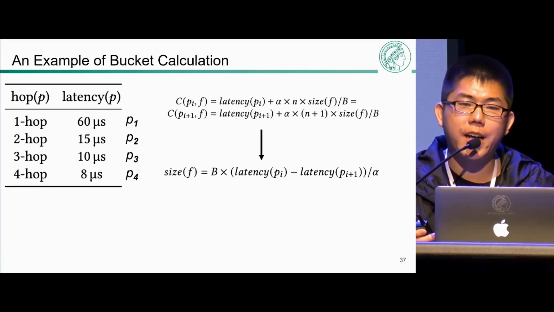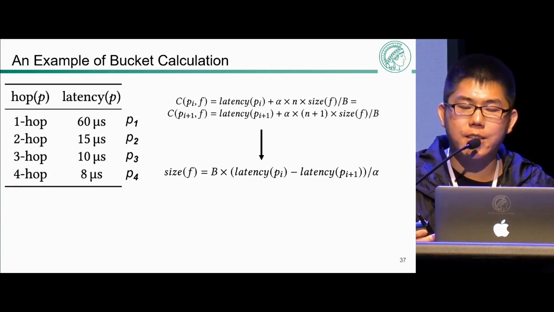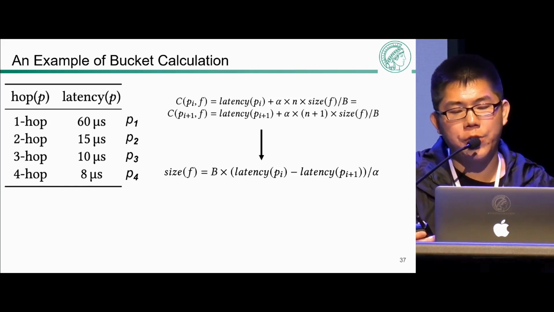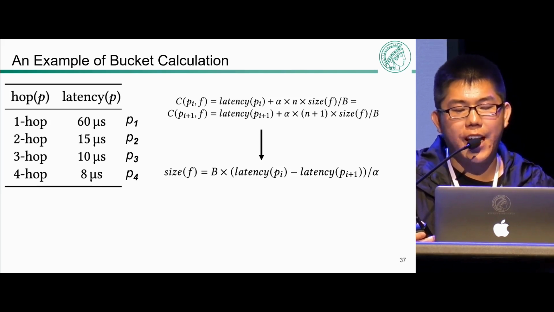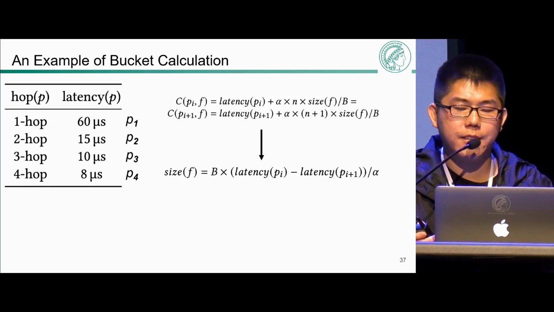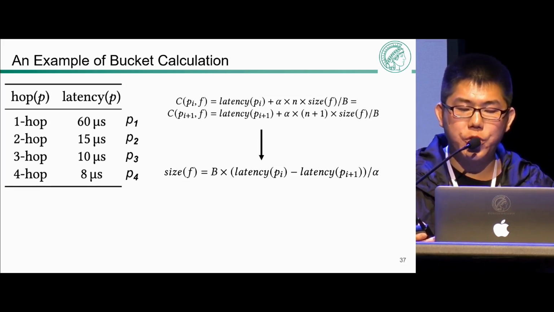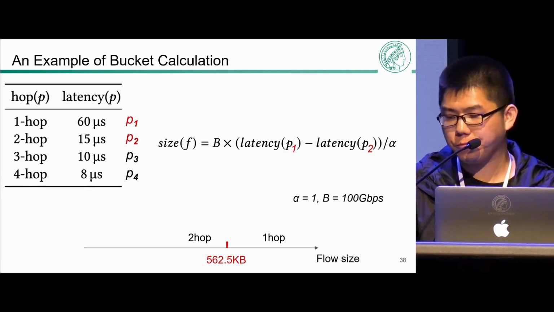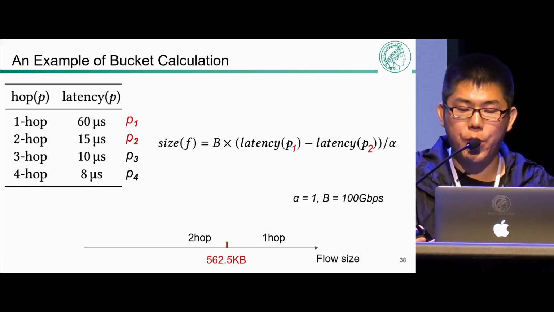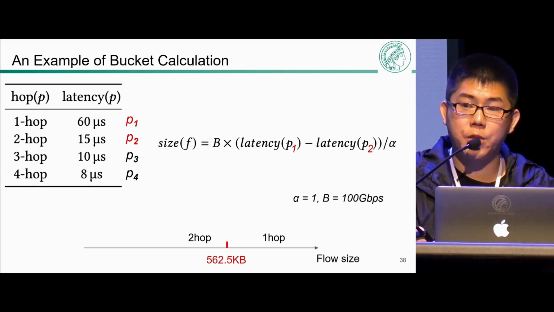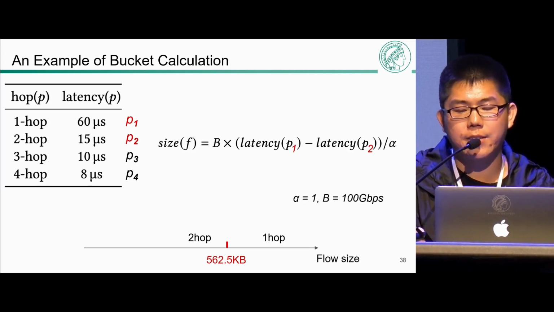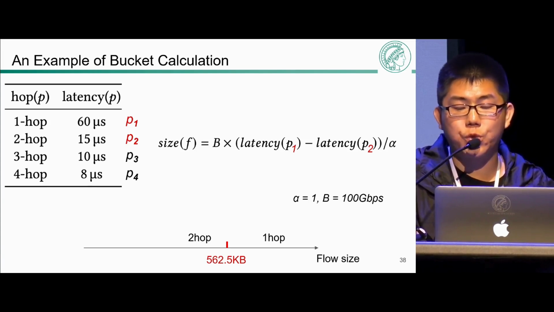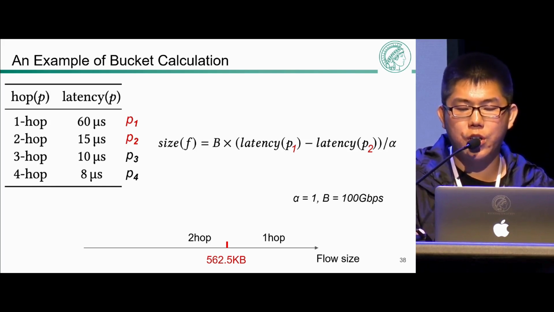The intuition of the bucket design is that a UCMP path presents minimum uniform cost to a range of flow sizes. Here we show an example of UCMP bucket calculation. There are UCMP paths with hop count and latency. Using the uniform cost equation, we calculate the flow size as a turning point between two adjacent paths. Same as the previous example, alpha is set to 1 and bandwidth is 100 gigabits per second. For 1 hop and 2 hop paths, the boundary flow size is shown here. That means flows larger than this value should choose the 1 hop path, and smaller flows should choose longer but lower latency paths.